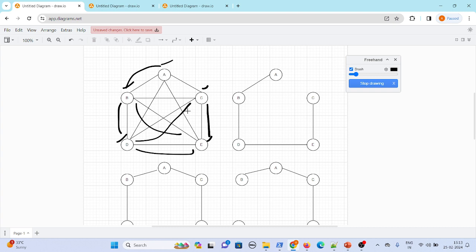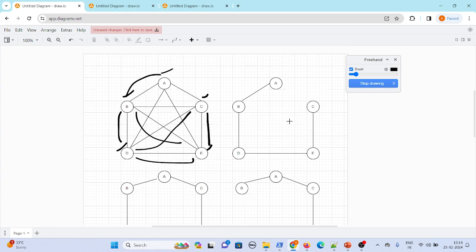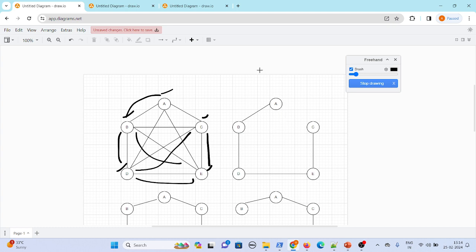Now here, from A to E, there are so many ways you can traverse, and there are many redundant ways also. In a spanning tree you don't find that. So this is one of the spanning trees. Now here, if you want to go from A to E, you have to go to B, and from B you have to go to D, and from D you have to go to E. This is the only way present.